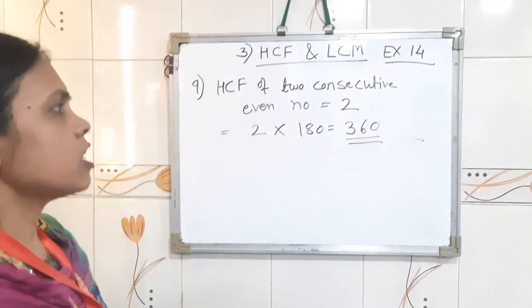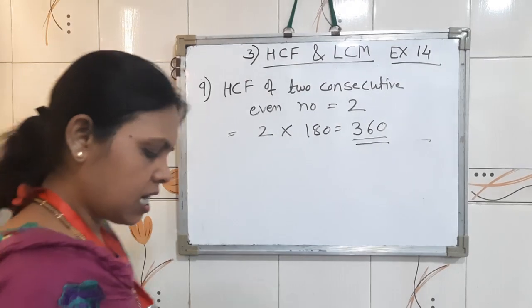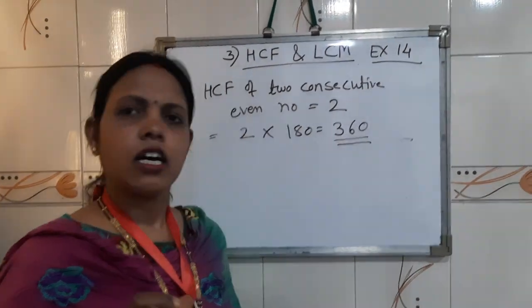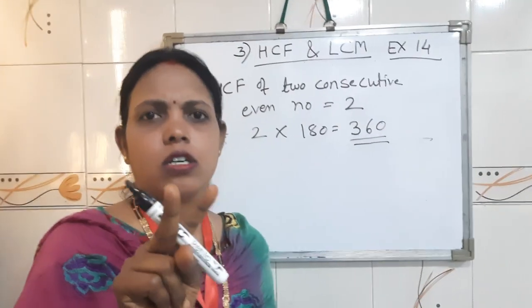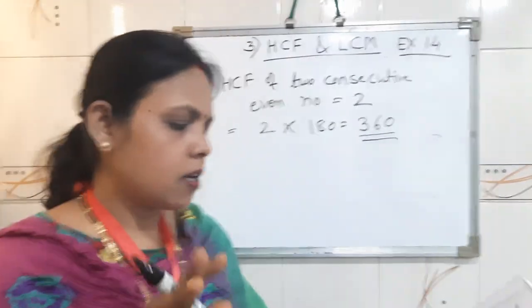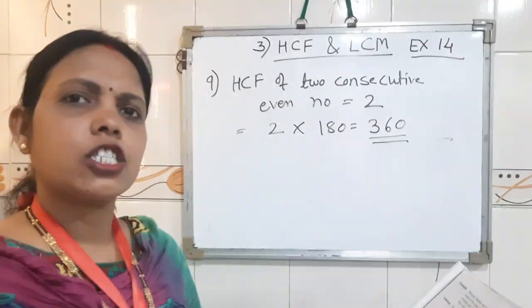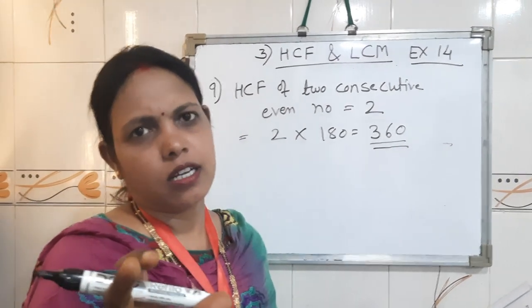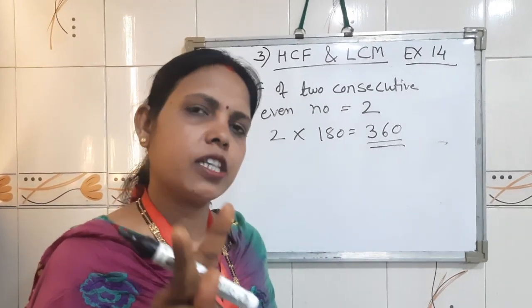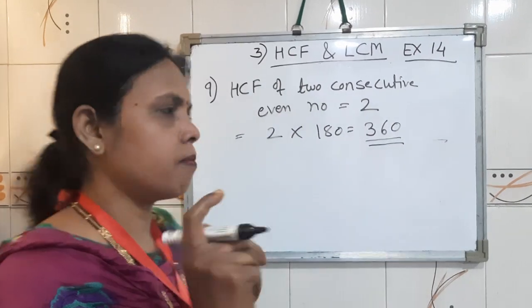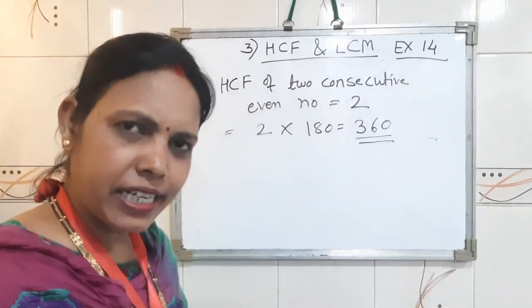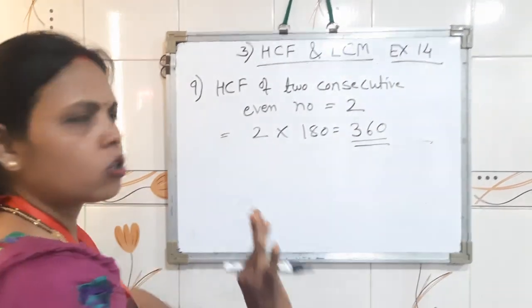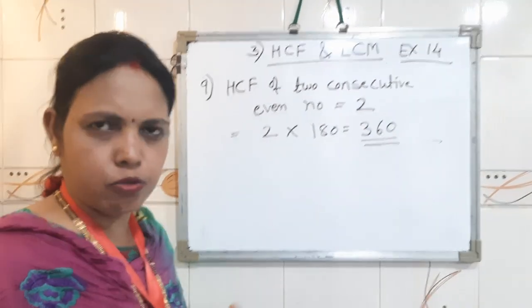So children, here we are going to find out those numbers, which should be consecutive even numbers. Those two factors should be consecutive even numbers. Suppose one is 2, the other even number we will take 4. Now here we don't know the numbers, both the numbers we don't know.